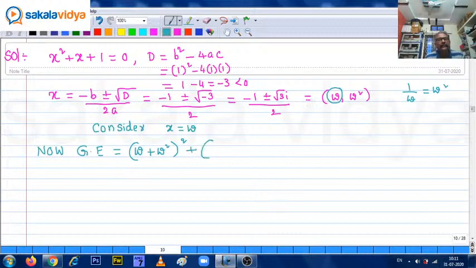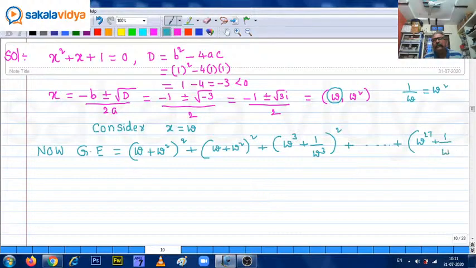plus next is omega square, 1 by omega square. That's also we can write omega plus omega square whole square. This is first term. Second term. Third term becomes very interesting. Omega cube plus 1 by omega cube whole square, plus and so on. Last one is omega to the power of 27 plus 1 by omega to the power of 27 whole square.